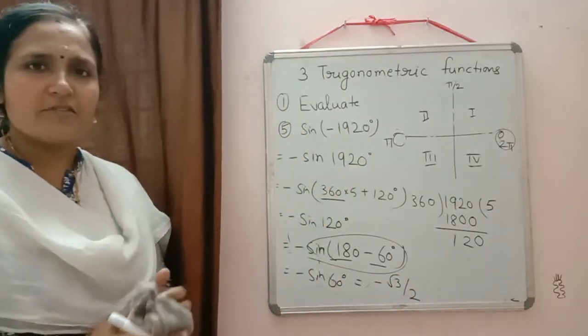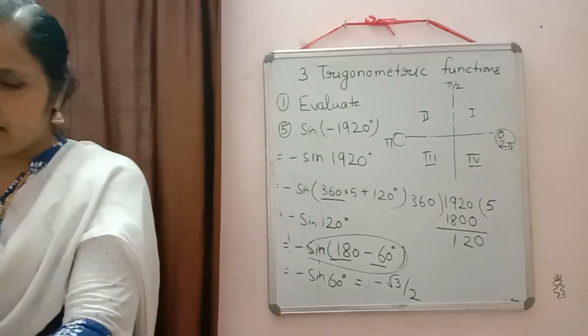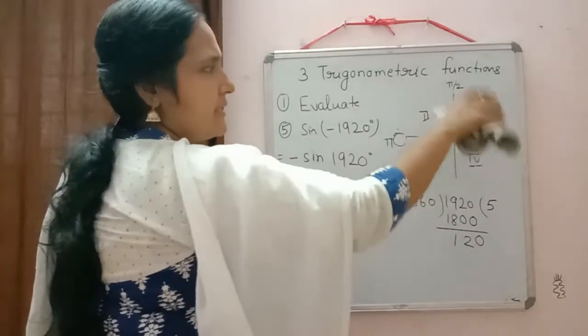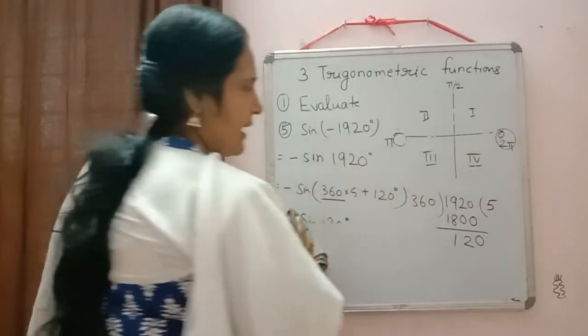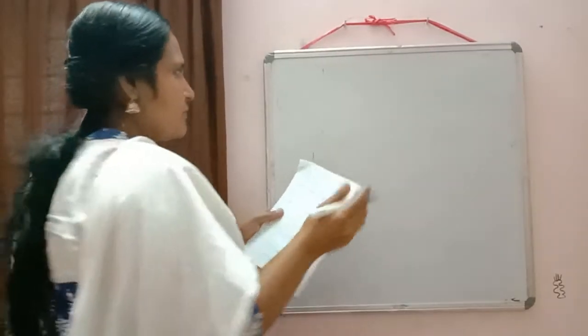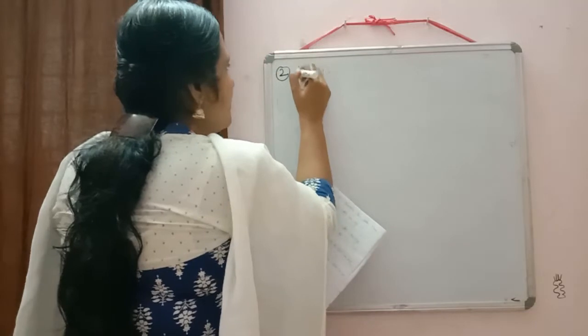So I hope these questions are clear to you. Okay. Some more questions we will do to make your concept clear. Now I think this concept is clear to you. I am rubbing this one. Okay. Next question is prove that. Write down, all of you. Question number 2 is prove that.